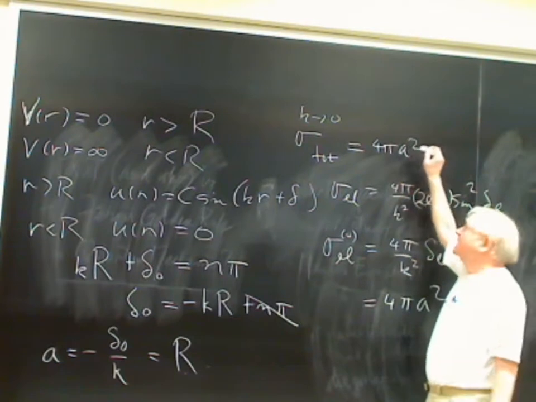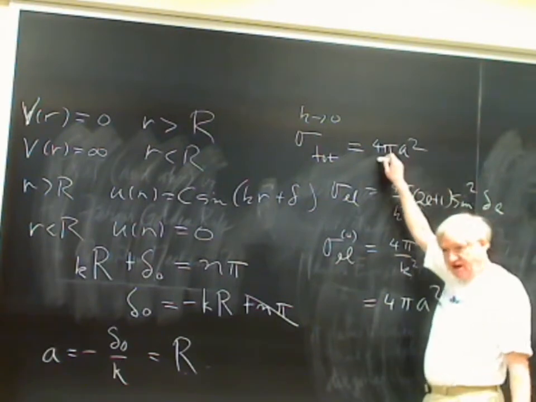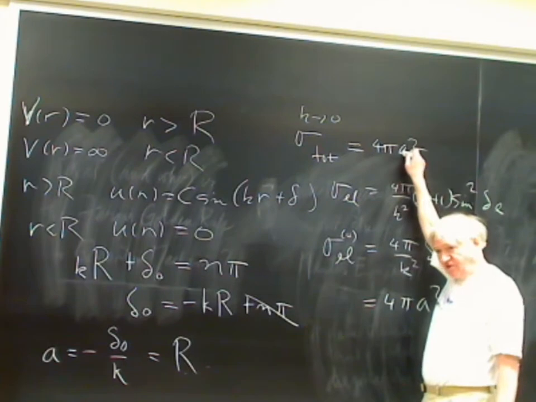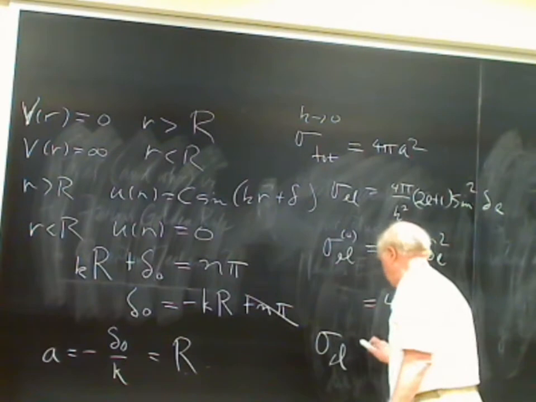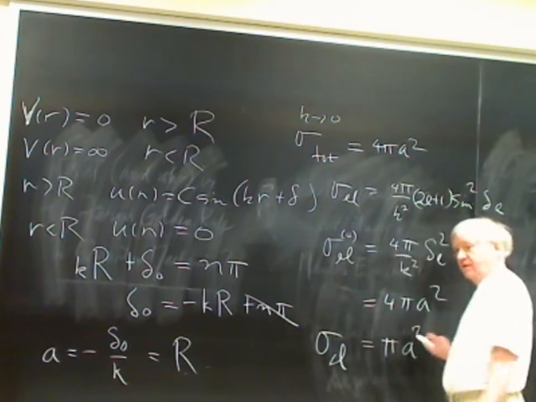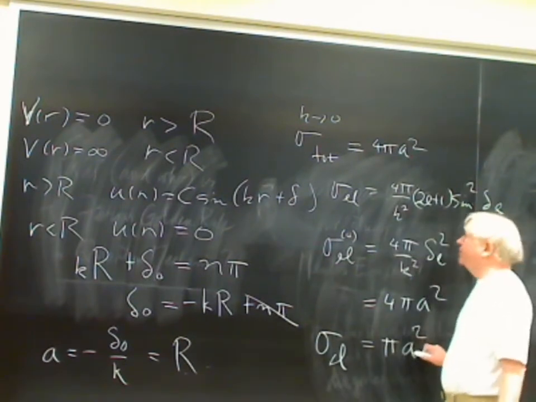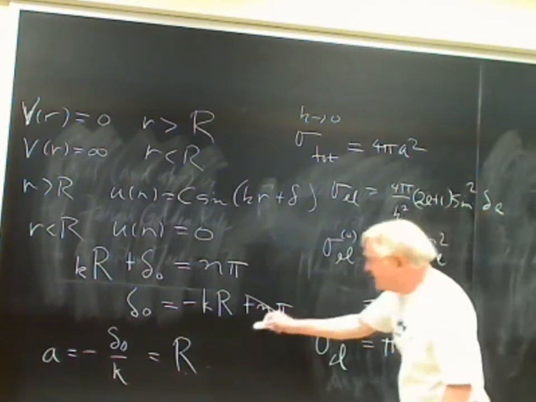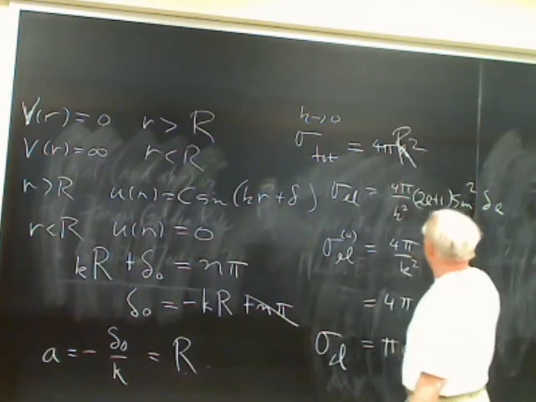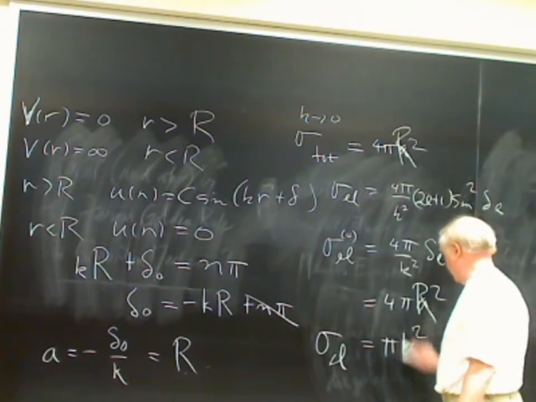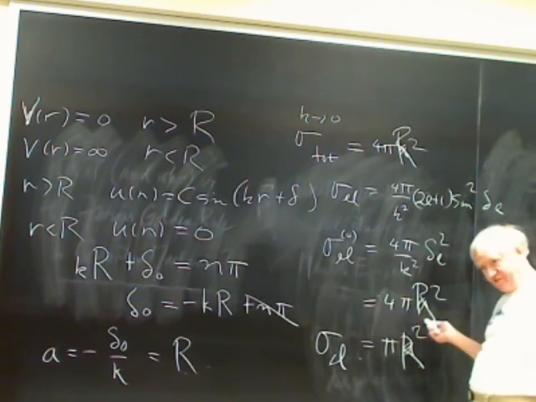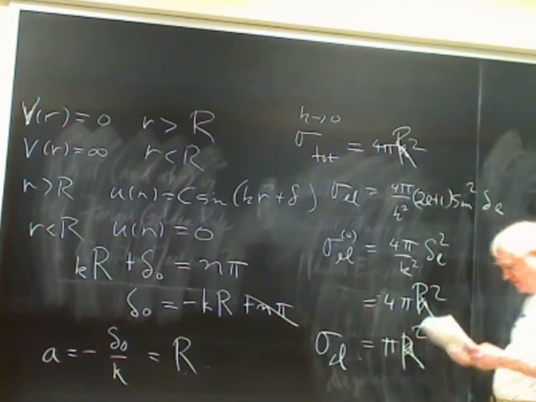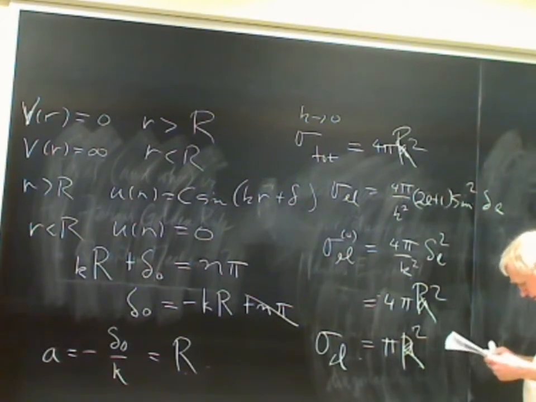Notice that this is 4 times the classical cross section for a hard sphere. Sigma classical for the hard sphere is just pi a squared, and A is R. So this is R squared, and this is also R squared. So classical is pi R squared, quantum mechanically it's 4 pi R squared, and this is the S wave partial wave. Okay.